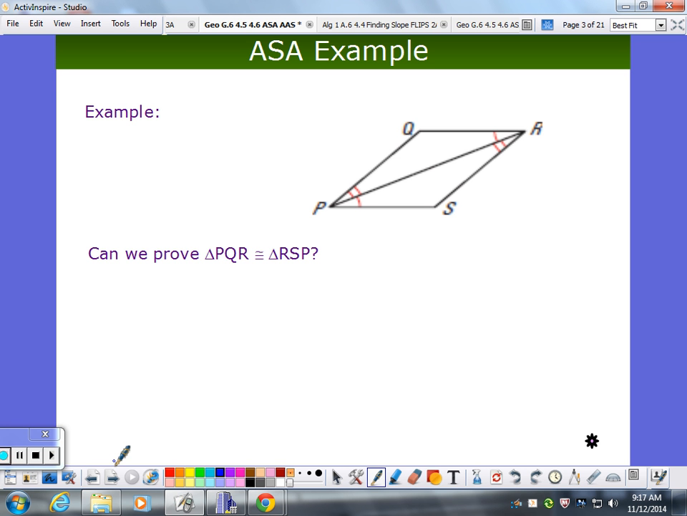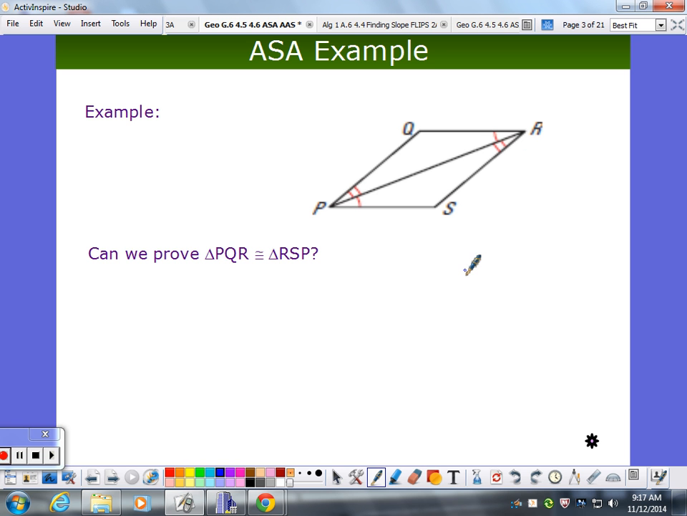I'm going to see if this is on here. I don't think it is. So we'll just look at it. Can we prove triangle PQR congruent to RSP? Now, based on the drawing, this angle is congruent to that angle.